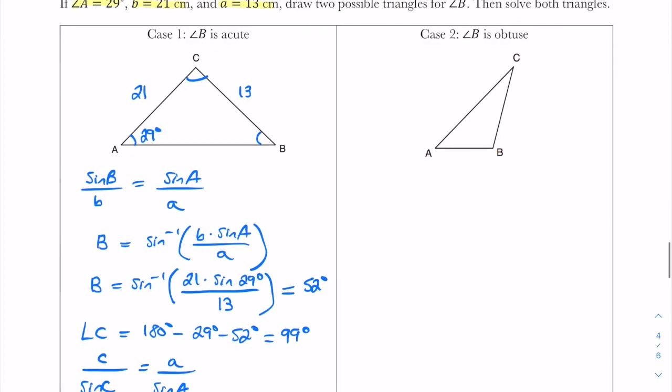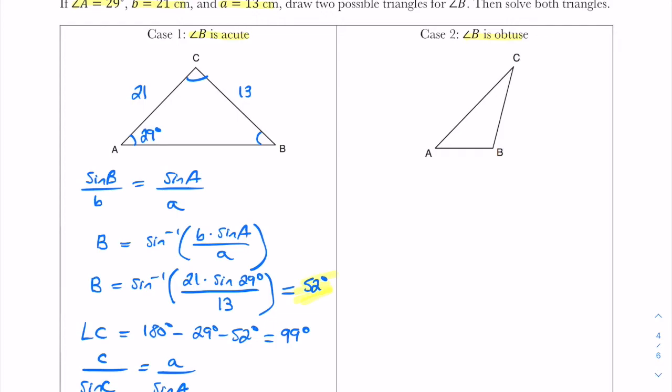Now, where is the ambiguity here? Case 1 was when B was an acute angle, but in case 2, I'm asking you to look at it for B being an obtuse angle. What do I mean by that? Well, on your calculator, when you did the inverse sine of 21 times sine 29 all over 13, we got an angle of 52 degrees.